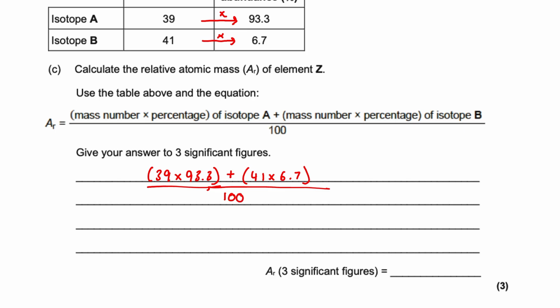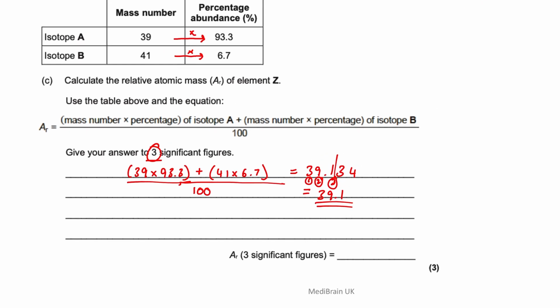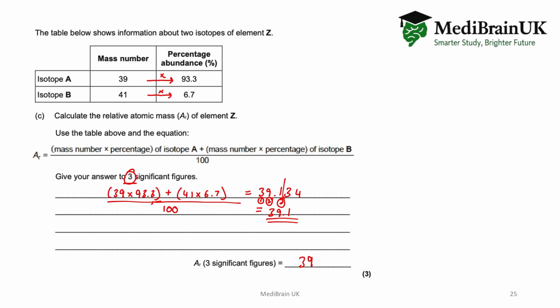When we type that into our calculator, we get an answer of 39.134. And it says to 3 significant figures. So we would just round it to 1, 2, 3. Cut it off there, 3 rounds down. So it's going to be 39.1. Not percent. I put that for the first question, but it's not percent. It's just 39.1, and that's the relative atomic mass. So we're just going to put 39.1 there for our final answer.